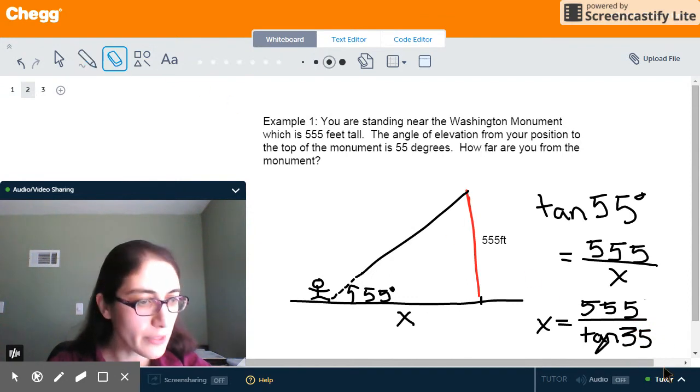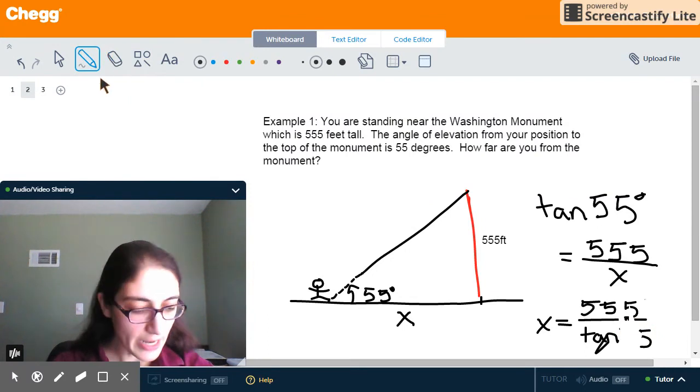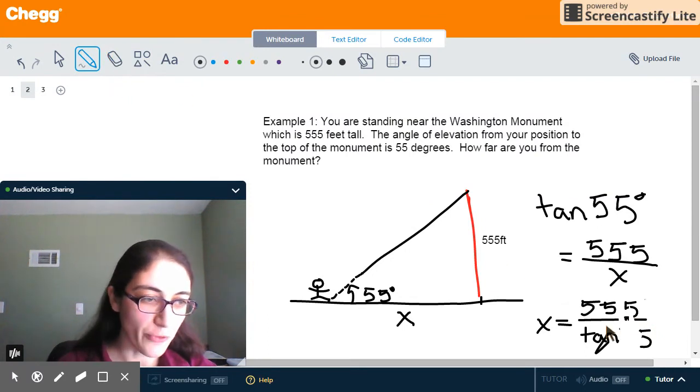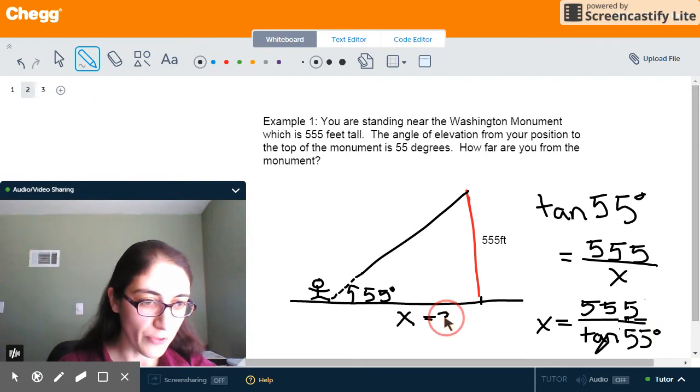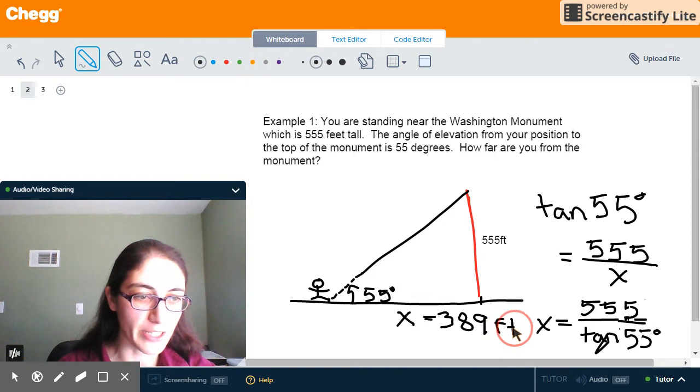And if I solve for that, then I get that it's 389 feet if I round to the nearest foot. So just filling this in. So my x is going to equal 389 feet. Okay? Make sure you always label your units when you're giving your final answer.